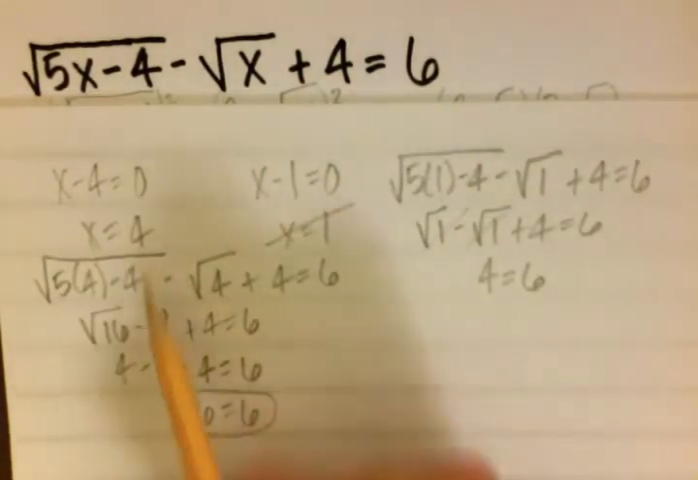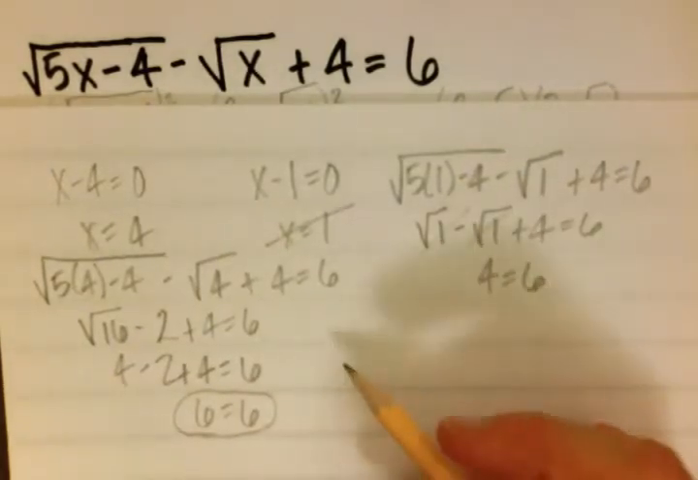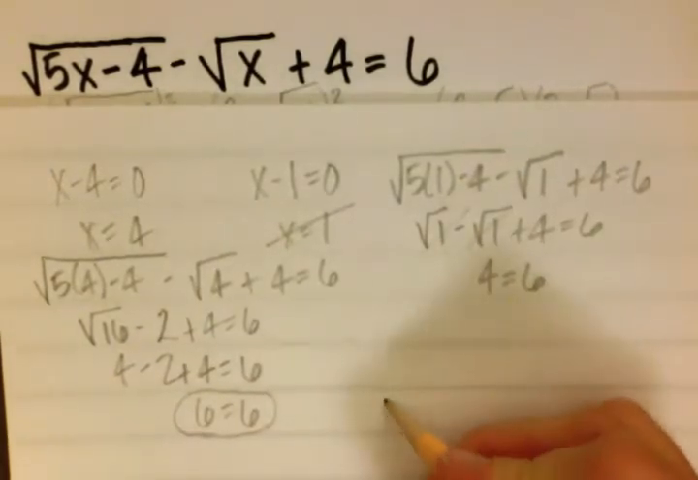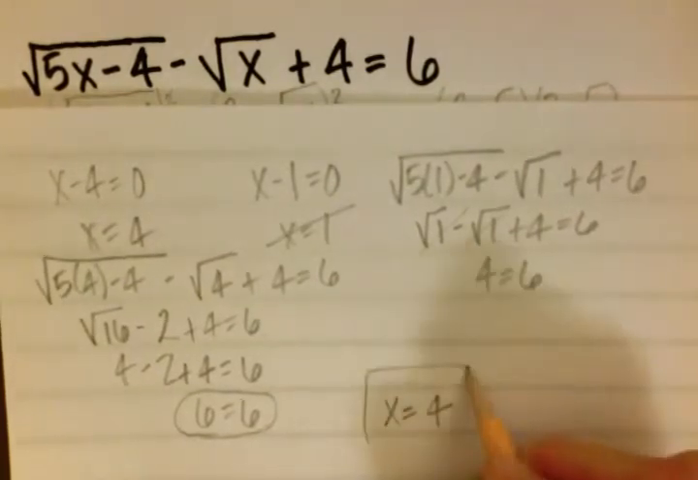But 4 is, because when we checked it, it came out. So the answer to our question is x equals 4. And that is the final answer.